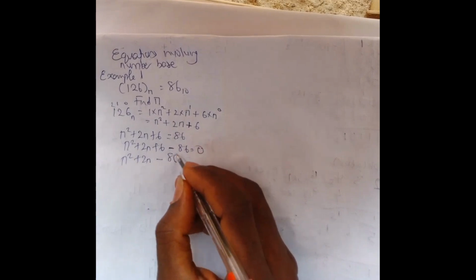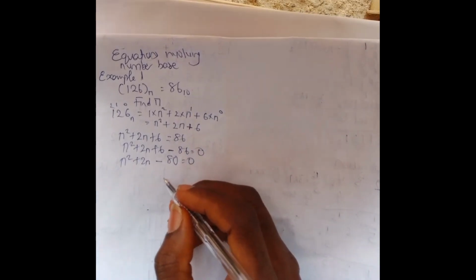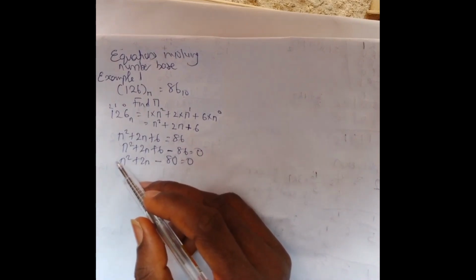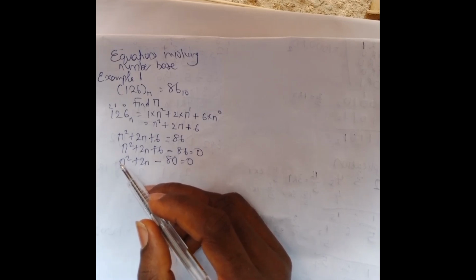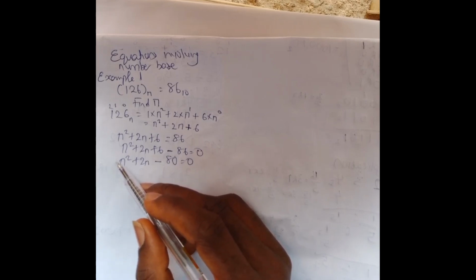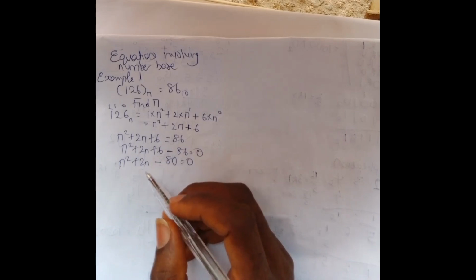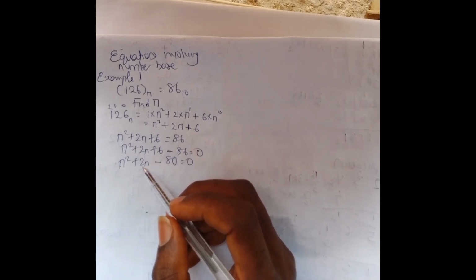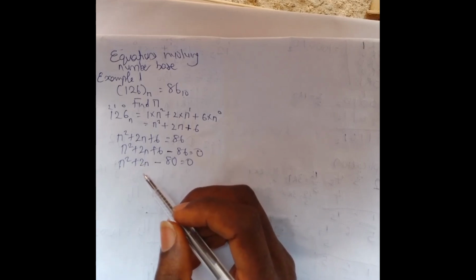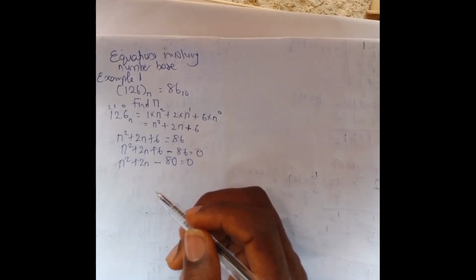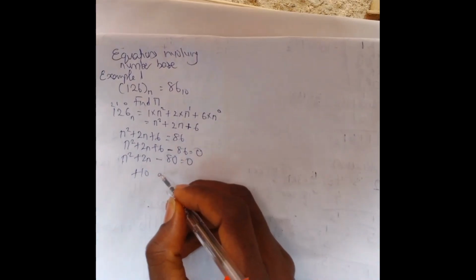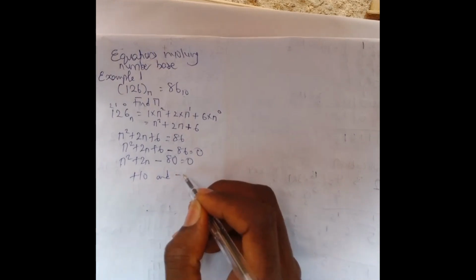Now look for two numbers. In this kind of quadratic equation where there is no coefficient of 2 and above in front of the n squared, we look for two numbers that when you add them, you get plus 2, and that same two numbers, when you multiply them, you get minus 80. Those two numbers are 10 and minus 8. So these are the two numbers that when you add them, you get plus 2, and when you multiply them, you get what? Minus 80.